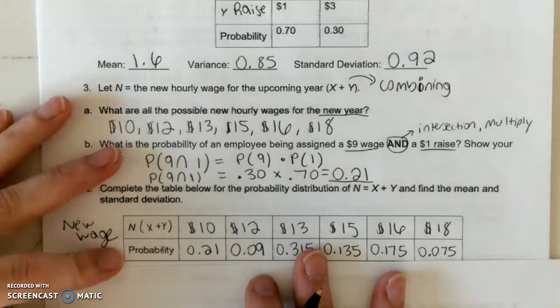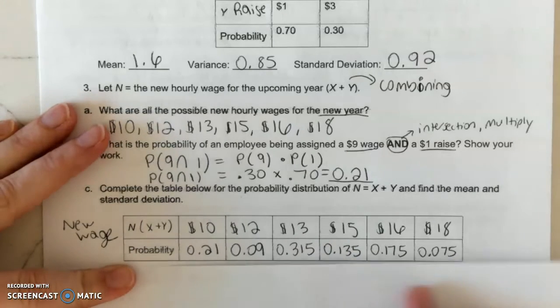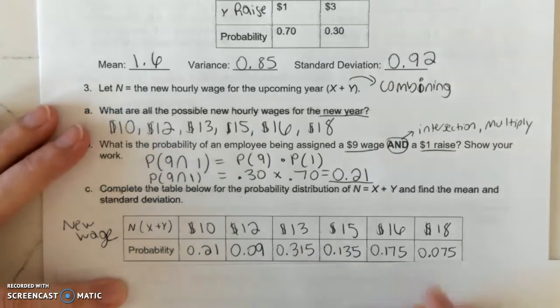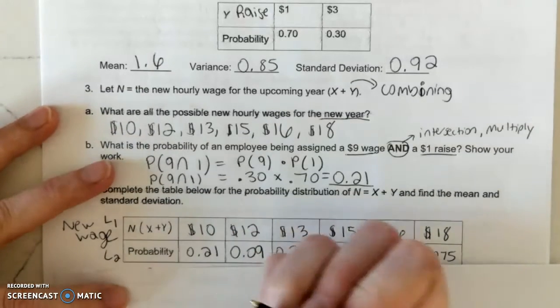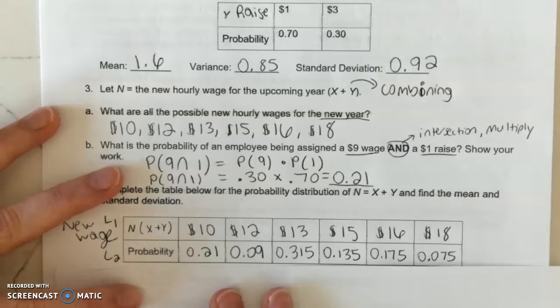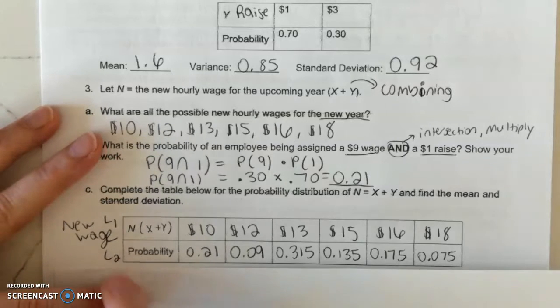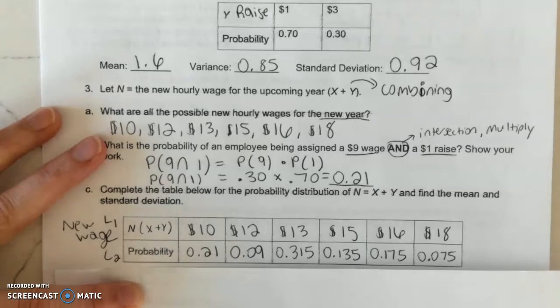All right, so now it asks you to find the same thing: the mean, the variance, and the standard deviation. All you're going to do is put the new wage in as L1 and the probability in as L2, just like we usually do, and then go to Calc and hit Enter and make sure L2 is your frequency list. So go ahead and pause the video, do that, and then check your answers when you come back.